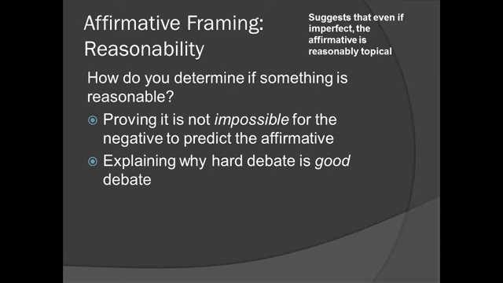Well, in all honesty, reasonability is something that is inherently subjective, right? Something can always be reasonable, but one way we can think about reasonability in terms of debates is if the affirmative is able to prove that it is not impossible for the negative to predict the affirmative, then perhaps they are reasonably topical because they are reasonably grounded in the literature base, right? They are reasonably tied to the different words in the resolution. It is possible for negatives to engage with them.